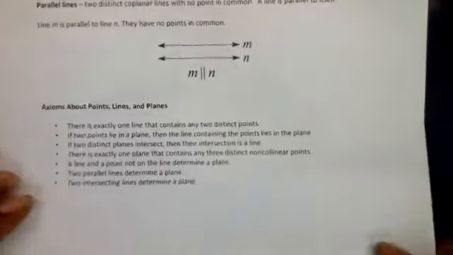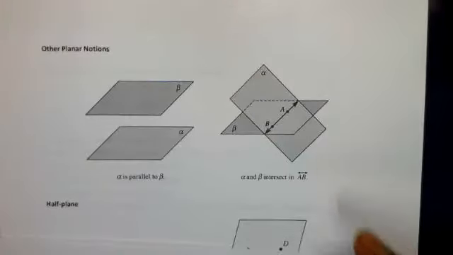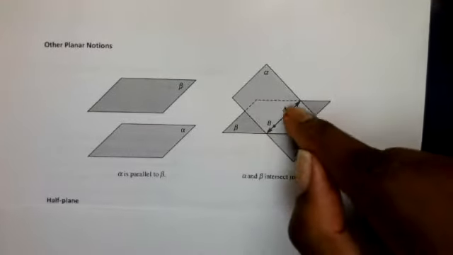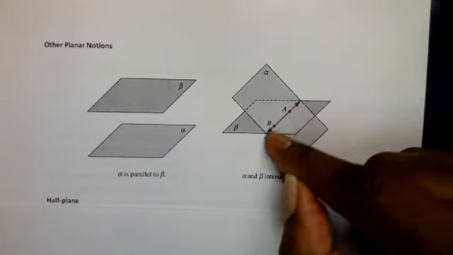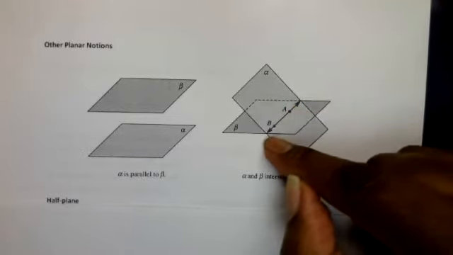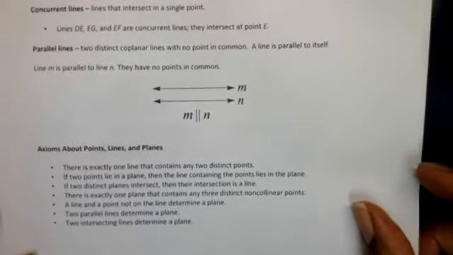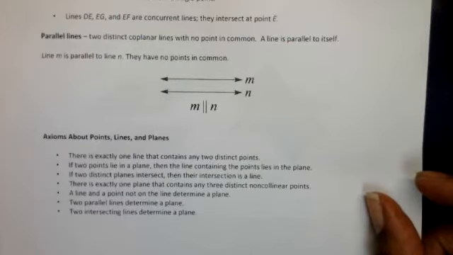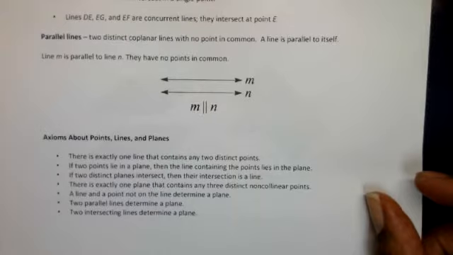Okay. Now, I think I have an illustration of that as well. Here I got two planes, alpha and beta. They intersect at a line called line AB. Okay. Next, there's exactly one plane that contains any three distinct non-collinear points. A line and a point not on the line determine a plane. Two parallel lines determine a plane. And also two intersecting lines determine a plane.